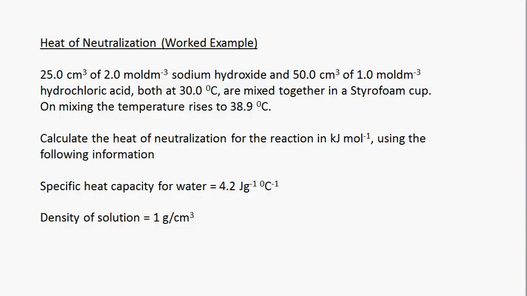So in this question, what we need to do is to find out the number of moles of sodium hydroxide we have, find out the number of moles of hydrochloric acid we have, and from that we can calculate the heat of neutralization. There are certain assumptions that we make. The specific heat capacity of water is taken as 4.2 joules per gram per degree Celsius. What this simply means is that we require 4.2 joules to raise the temperature of 1 gram of water by 1 degree Celsius. And we will assume that the density of the solution is 1 gram per cm³.